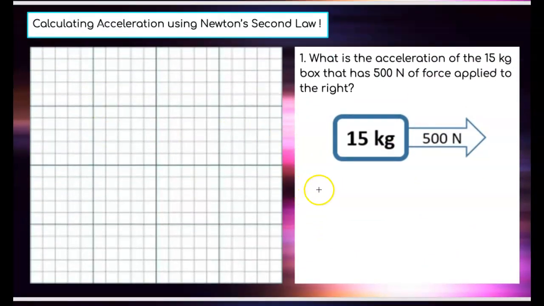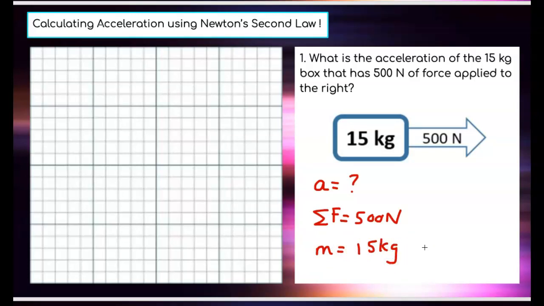We'll go ahead and identify our knowns and what we're being asked for. Just like in the previous example, we know that a is what we're solving for, so it is currently an unknown. We know that the net force is equal to the 500 newtons to the right, and in this case, the mass is 15 kilograms. Of course, we know that we're going to use the same equation to solve.